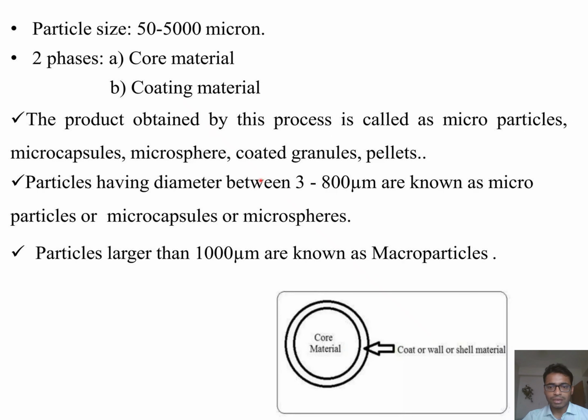So two phases, one is core material and another is coating material. The product obtained by this process is called microparticles, microcapsules, microsphere, coated granules or pellets. Particles having diameter between 3 to 800 micron are known as microparticles or microcapsule or microsphere, but larger than 1 millimeter are known as macroparticles. Okay.